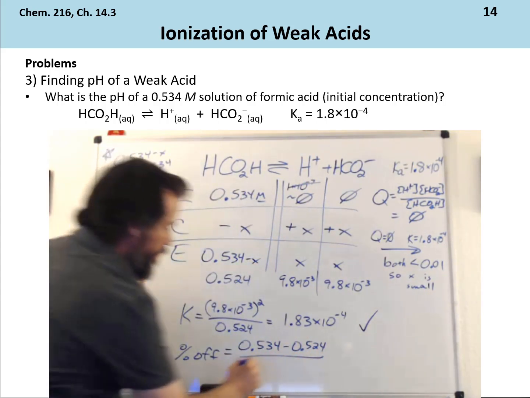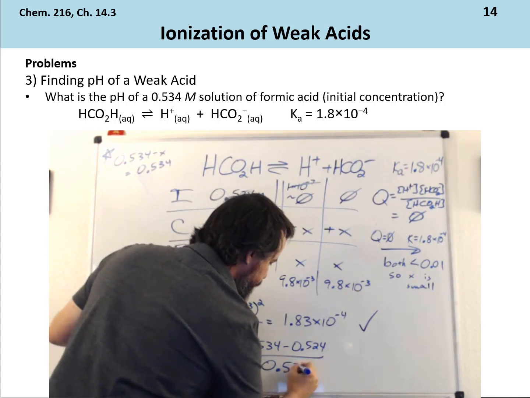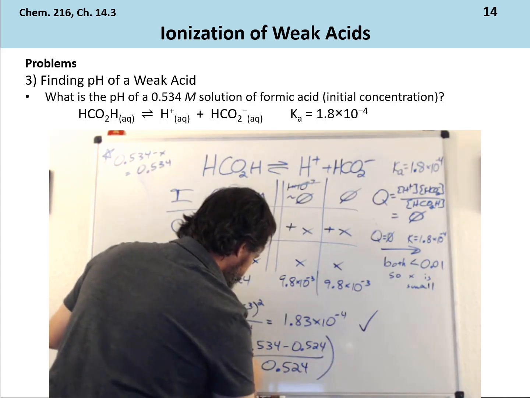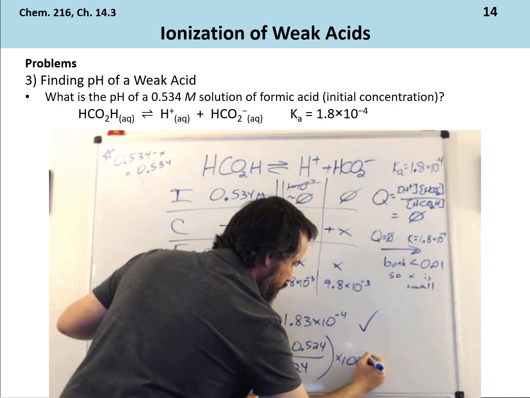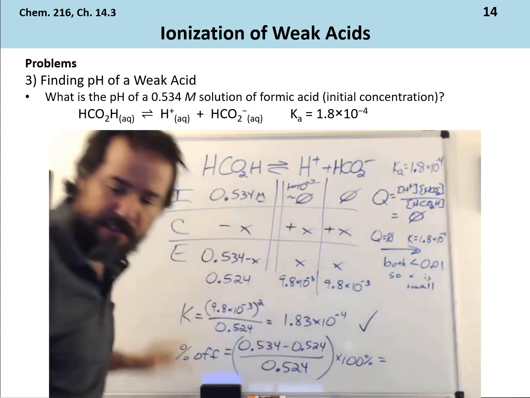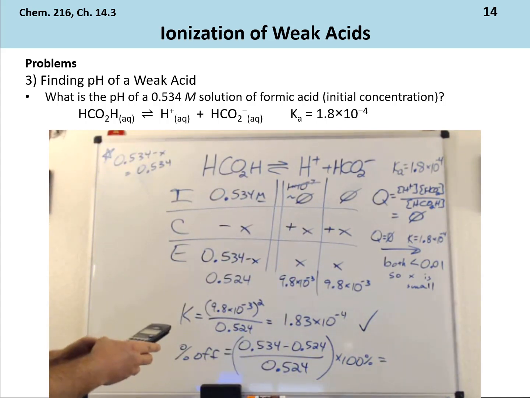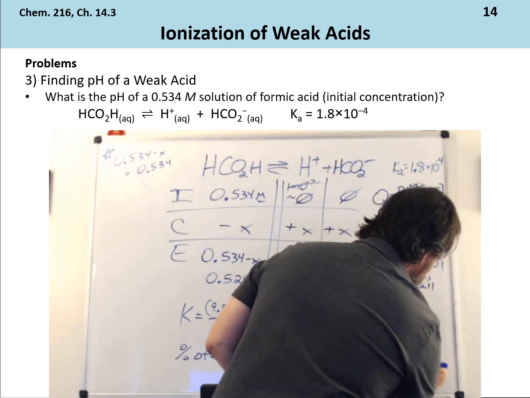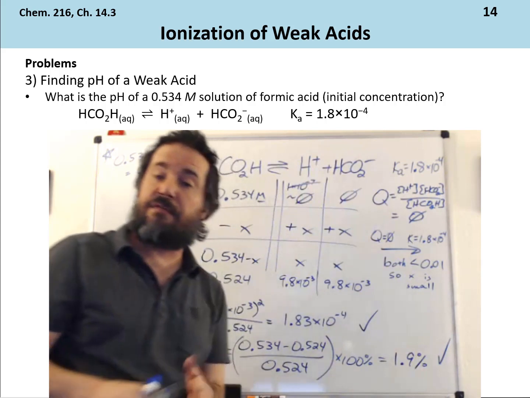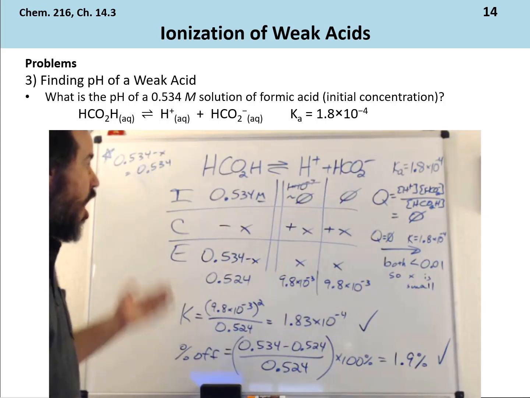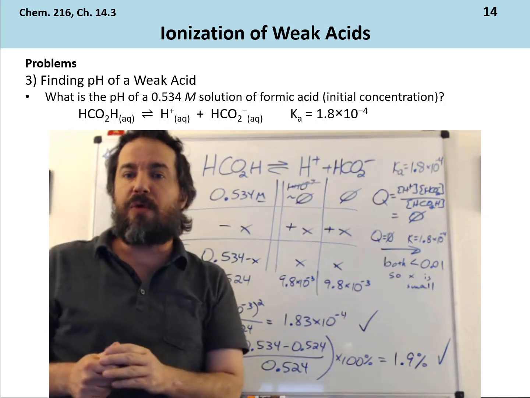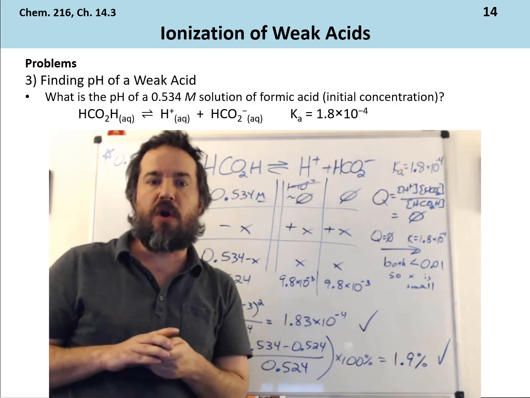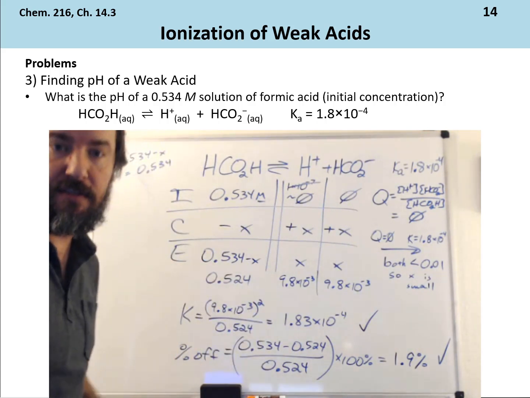We always put it over the actual value. And this looks like it's going to be fairly small. It's going to be 1.9%. So that passes the 5% rule. But let's remember, what are we actually asking for? We're asking for the pH of this.